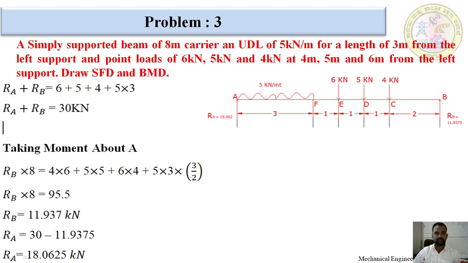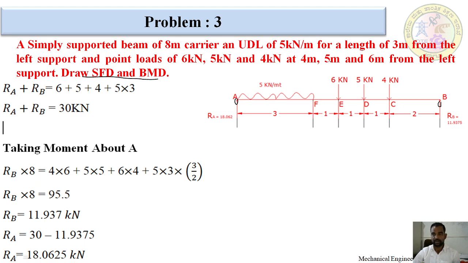After that, we have to draw SFD and BMD. Before starting any calculation, like in a cantilever beam, here in a simply supported beam we always have to calculate the reactions. Reaction is always at the supports. This is the support A, this is the support B. And the section point loads are given as C, D, E and F points.